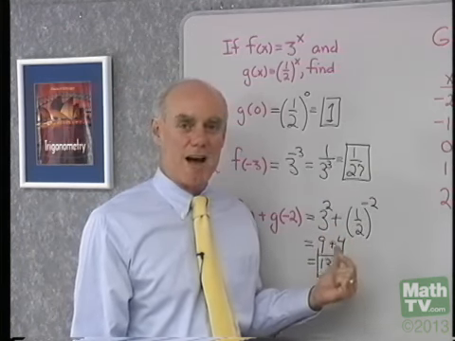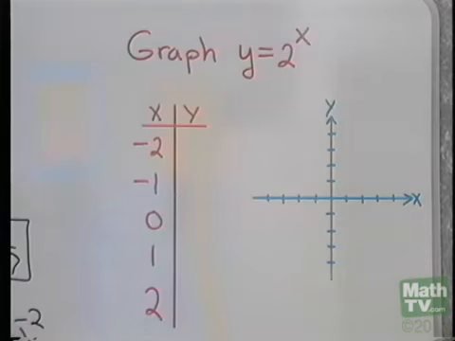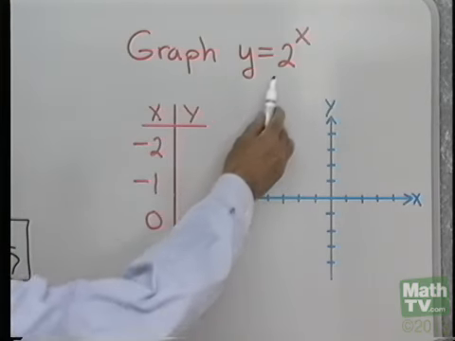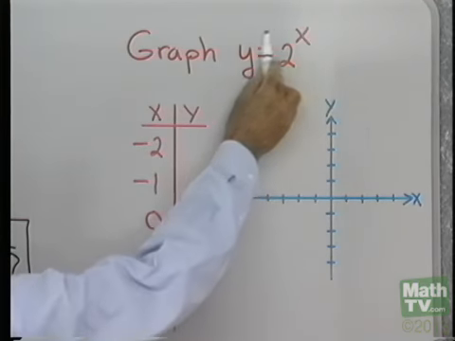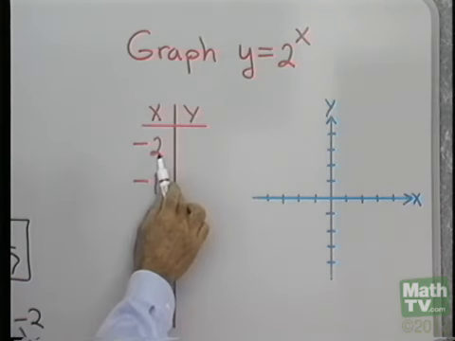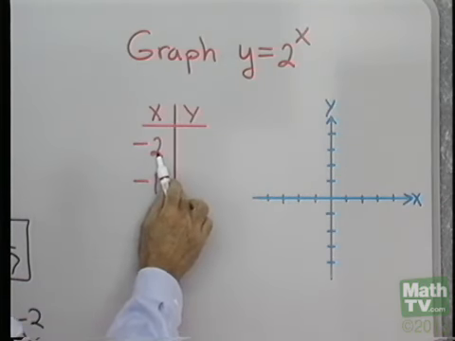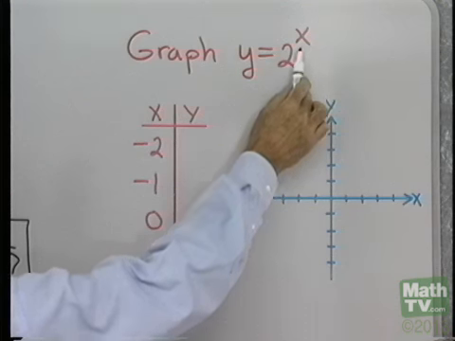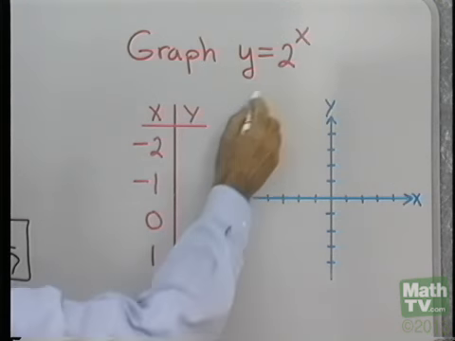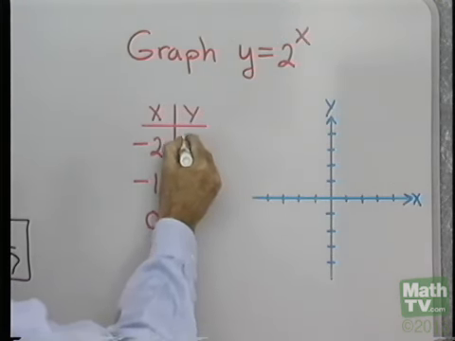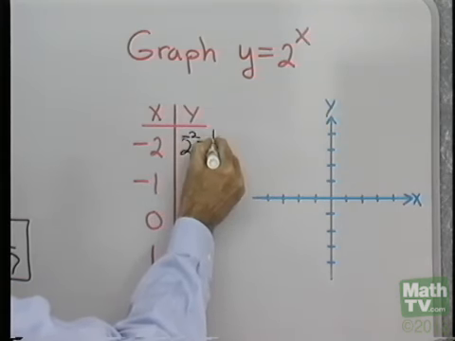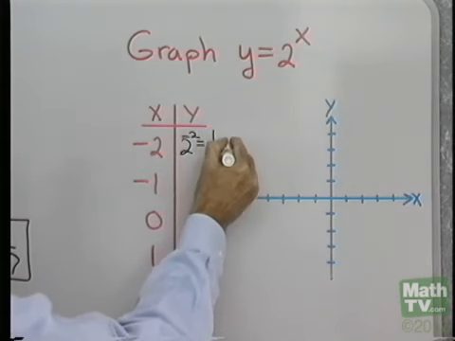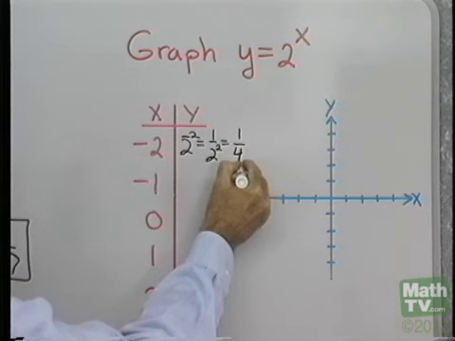Next, let's look at the graph of an exponential function. We have y equal 2 to the x for our exponential function. I want to find the graph of this. Let's first go through and make a table of values. When x is -2, I have y equal 2 to the -2, which is going to be 1 over 2 squared, which will be 1/4.